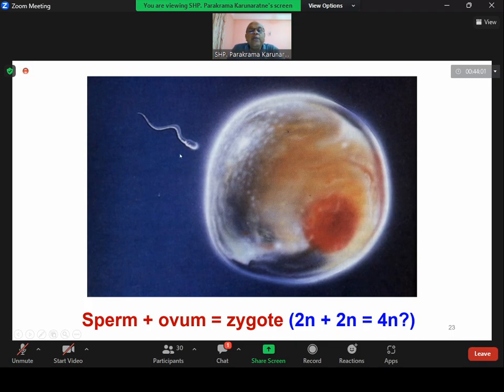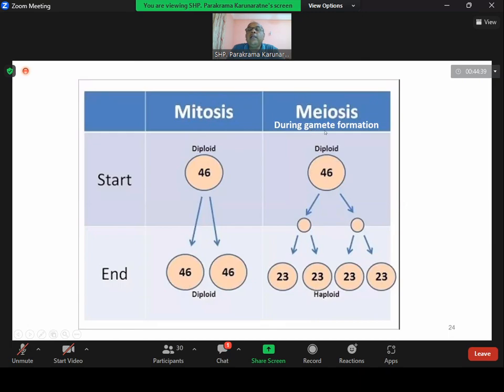So there should be a mechanism to halve the number of chromosomes just before gamete formation. These are called gametes. Sperm is a gamete, ovum is a gamete. So when the gametes are produced, there should be a mechanism to halve it. So if n comes from the sperm and another n comes from the ovum, the zygote can get 2n. This halving process during gamete formation is called meiosis.